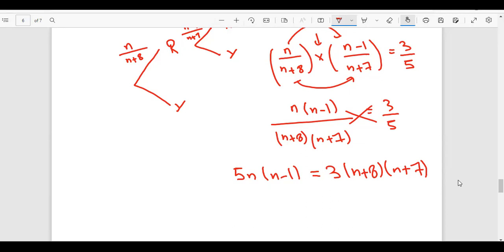Yes, and n is basically like an x. Yes, very good. Let's do it then. You did n brackets n minus one bracket times 5. How do you know when you need to cross multiply?